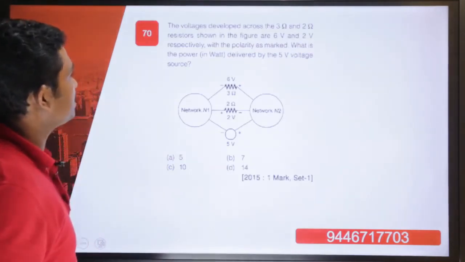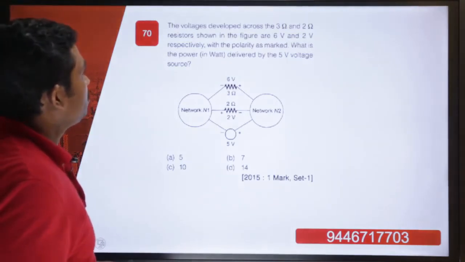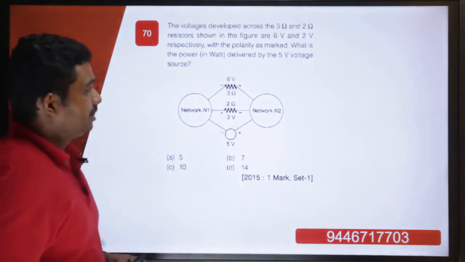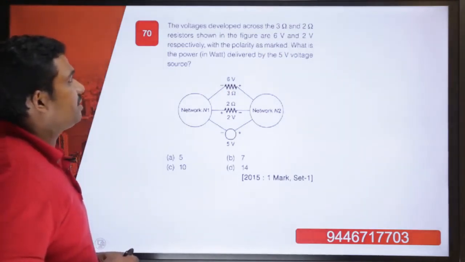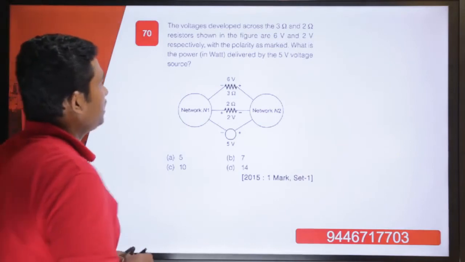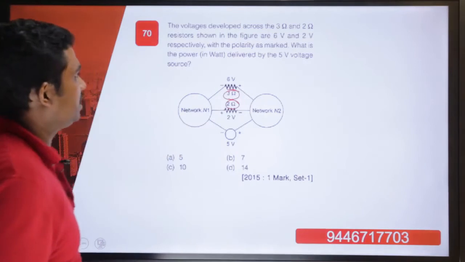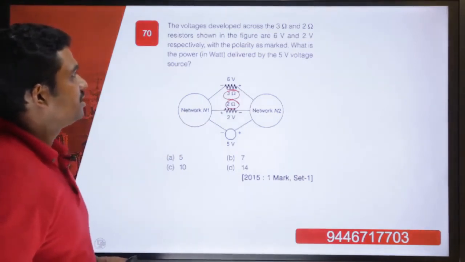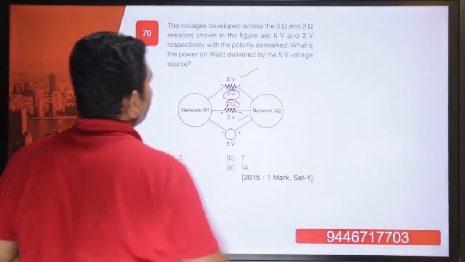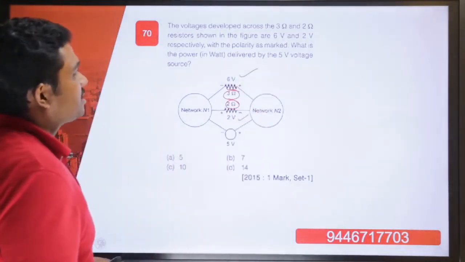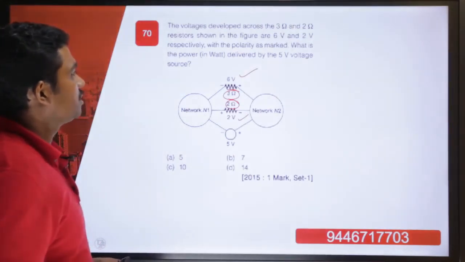Now moving into question number 70. The voltages developed across the 3 ohm and 2 ohm resistors shown in the figure are 6 volt and 2 volt respectively, with the polarity as marked. What is the power delivered by the 5 volt voltage source?